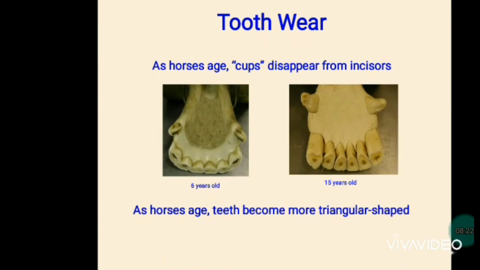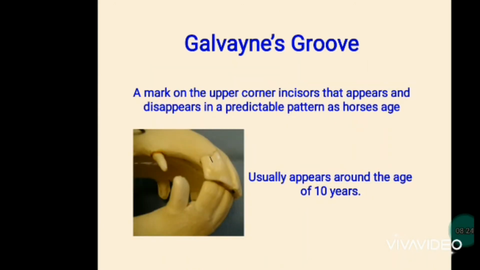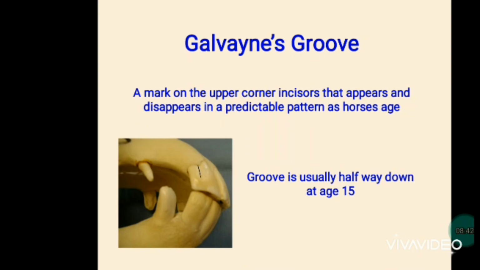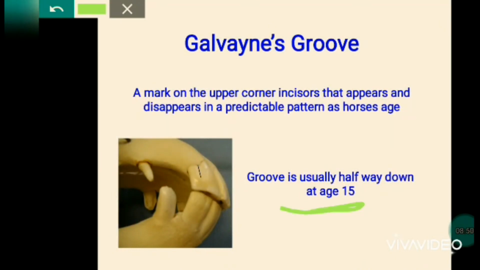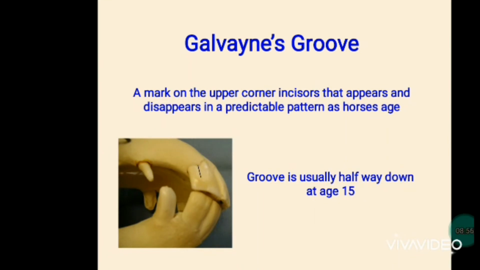Now the Ginglymus groove. It is a mark on the upper corner incisor that appears and disappears in a predictable pattern as a horse ages. Usually the Ginglymus groove appears at the age of around 10 years. The groove is halfway down at the age of 15 years. If we have to confirm that the horse is 15 years of age, the groove will be half of the tooth length in the upper corner incisor.